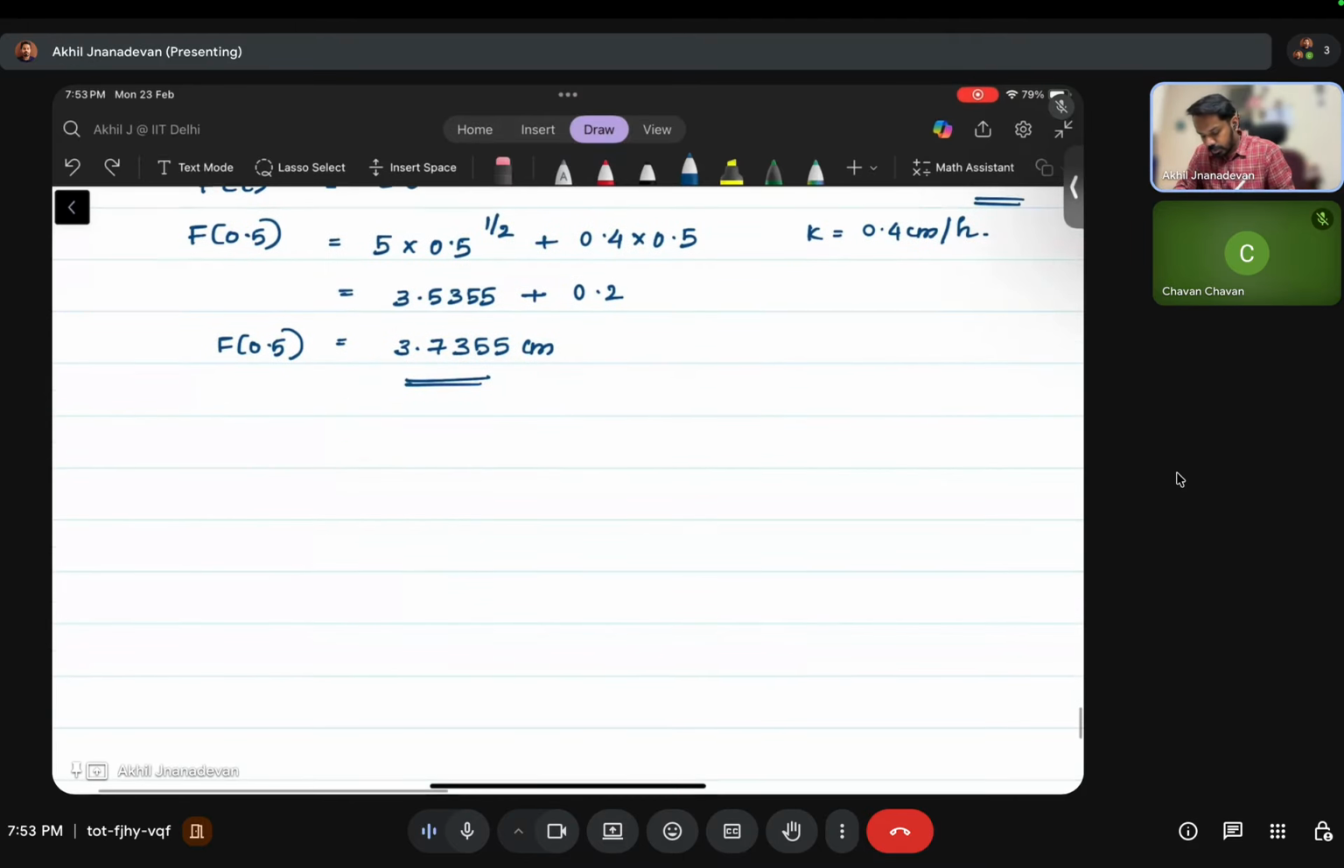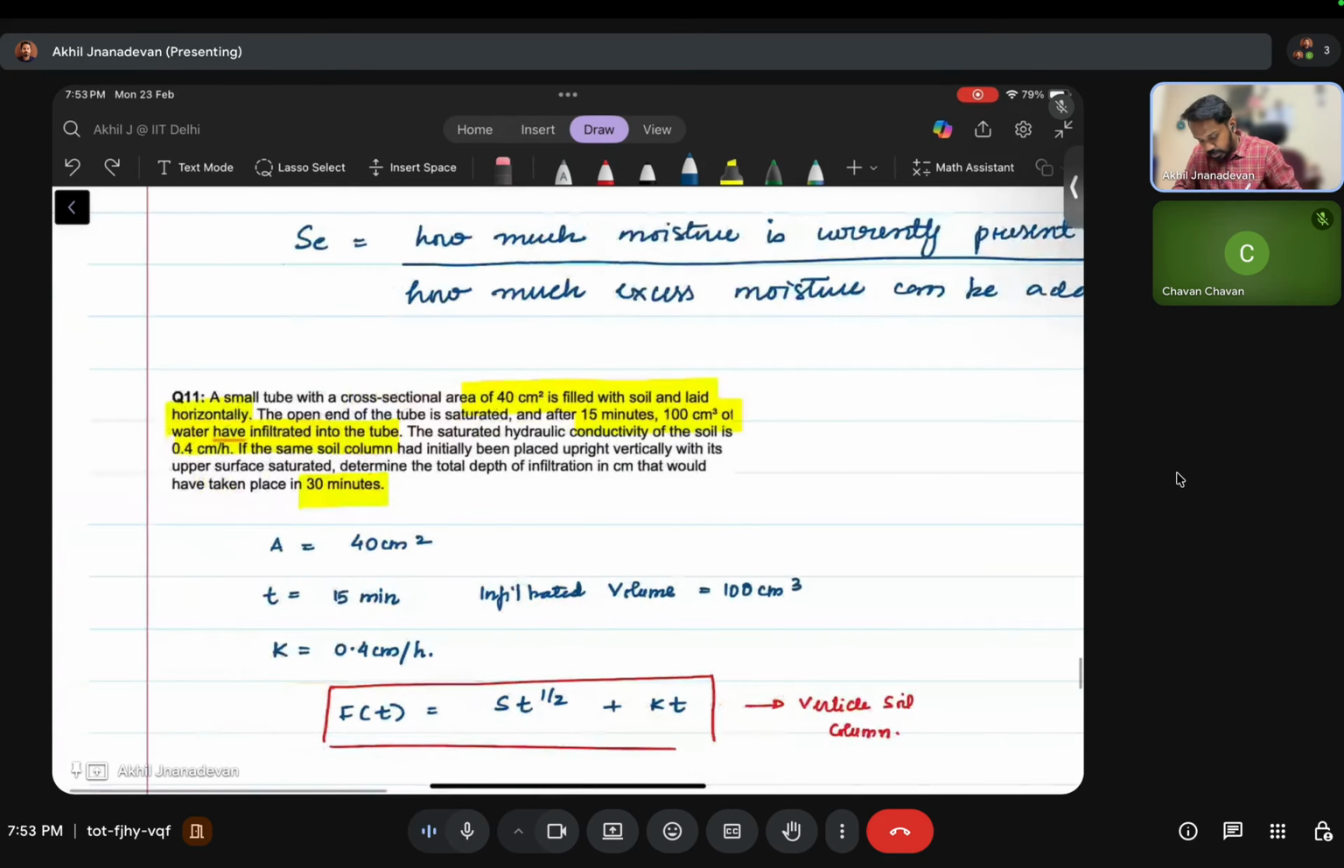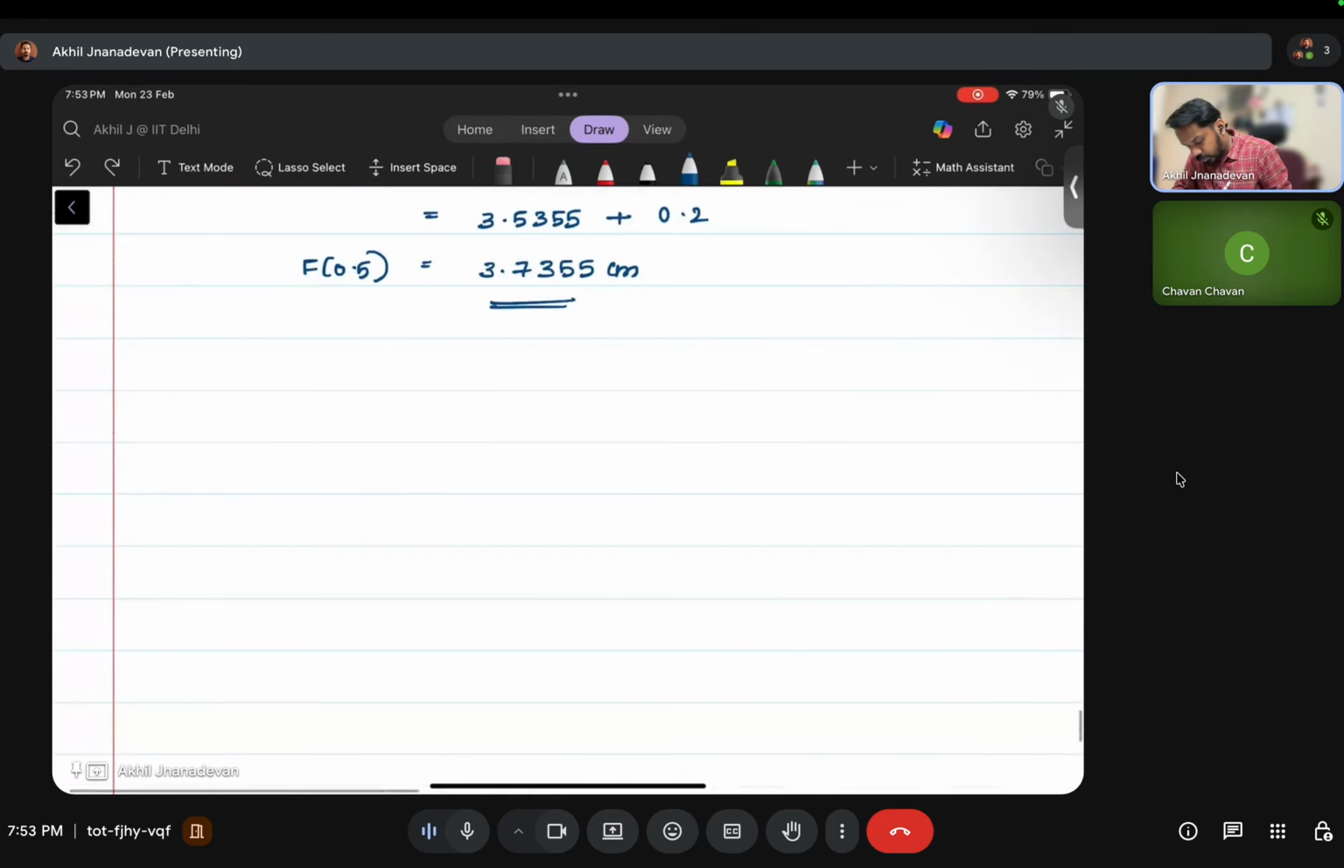3.7355. Okay. So we have to report the answer in two decimal places. It has to be reported in two decimal places. So if you want to report in two decimal places, f at 0.5 will be 3.74 centimeter, we can write, right.